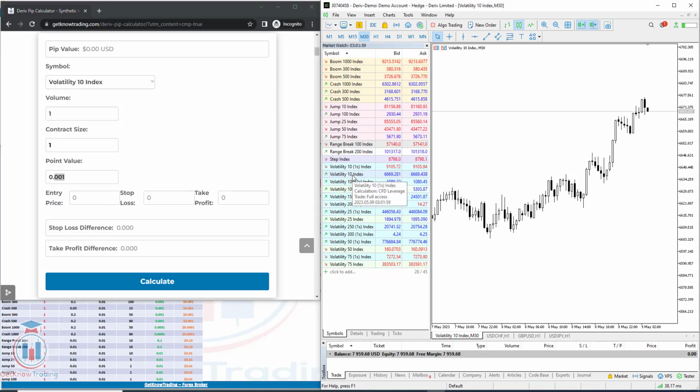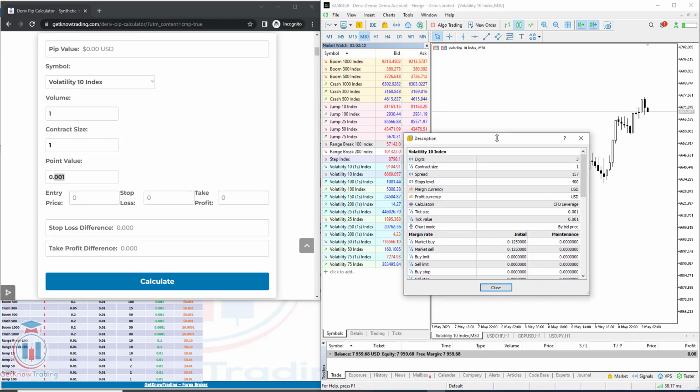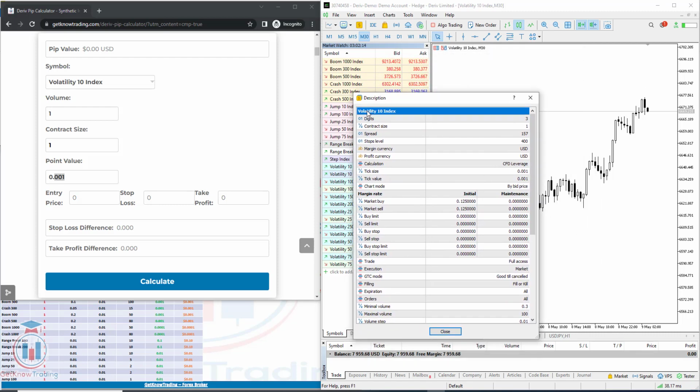You can make that happen in this trading platform. Select here Volatility 10 Index, click the right mouse button, go to specification, and you will see a new window with all details. For example, you can see that it is Volatility 10 Index, where digits is a 3 number, the contract size is 1, this is something that I have put here, you can change this value also if you need to.